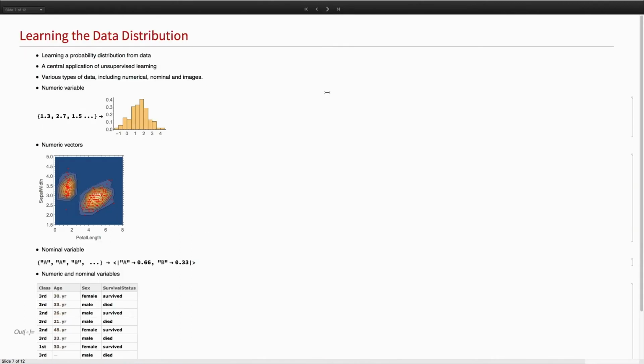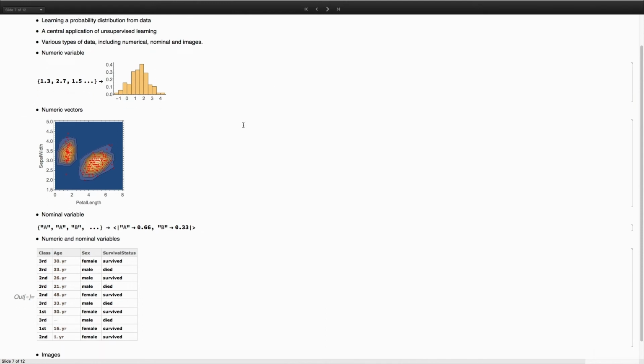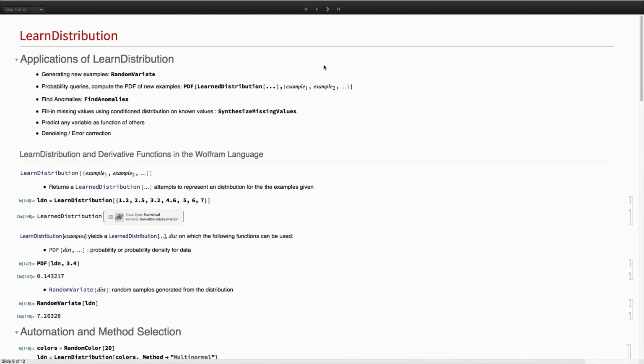which is learning a distribution of the data, the statistical distribution that underlies the data. This data can be anything: just numerical variables, numerical vectors in any dimensions, nominal, a mix of those, images, and so on. So what is it good to know the distribution of the data? You can do a lot of things, and it's one of the central applications of unsupervised learning, actually.